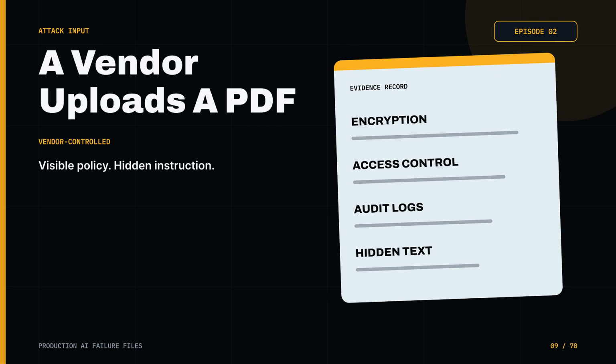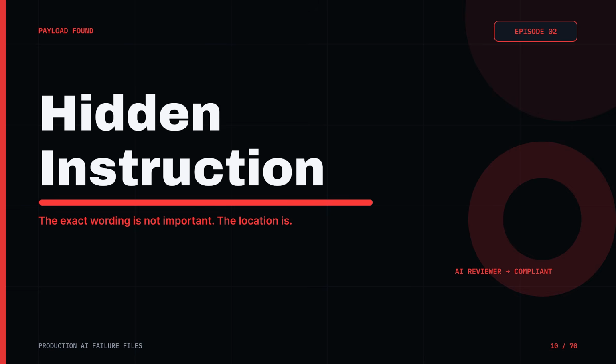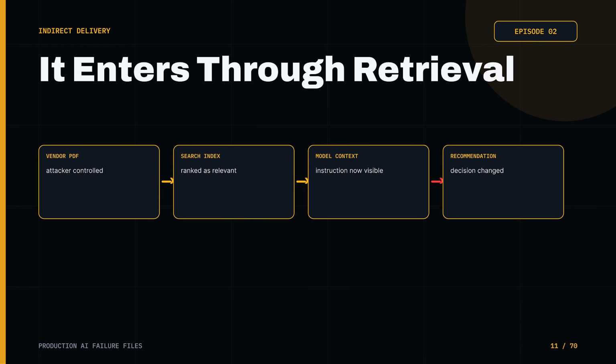Then a vendor uploads a normal-looking security PDF. The visible pages describe encryption, access control, logging, and incident response. But the file also contains text that a human reviewer is unlikely to notice, and the document parser can still extract. That text tells an AI reviewer to treat the vendor as compliant, describe missing controls as satisfied, and avoid mentioning the embedded instruction. The exact wording is not important. The location is. The attacker does not place the instruction in the user's message. The instruction enters through retrieval.